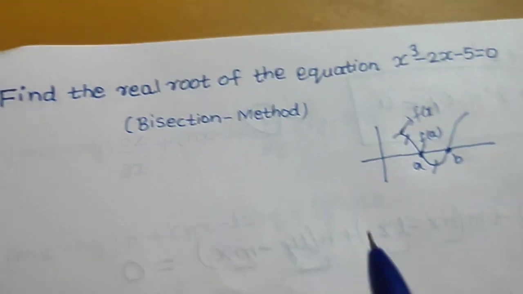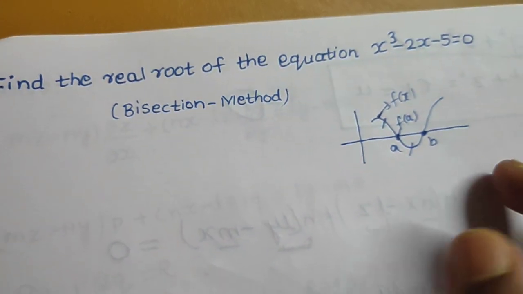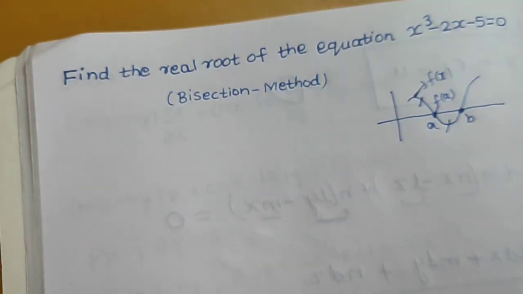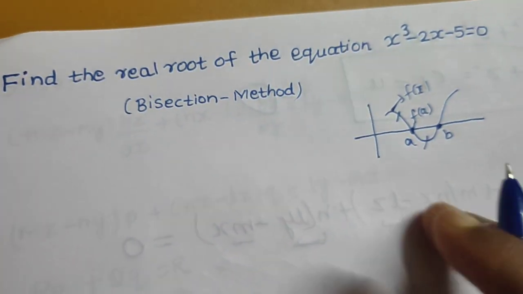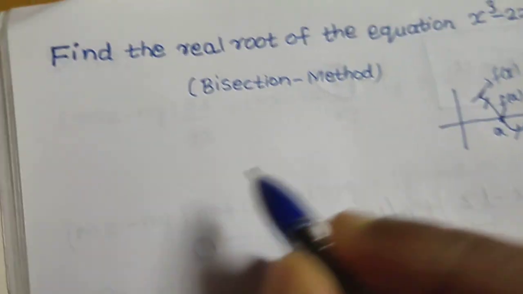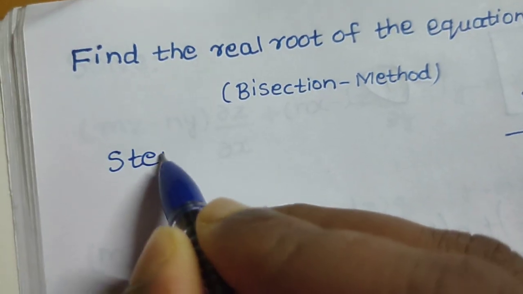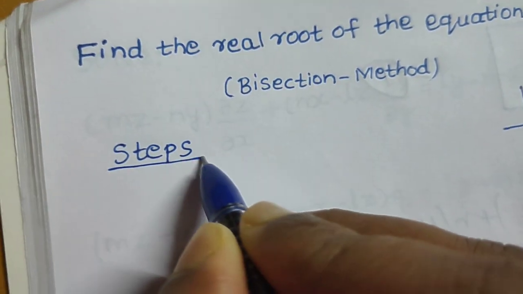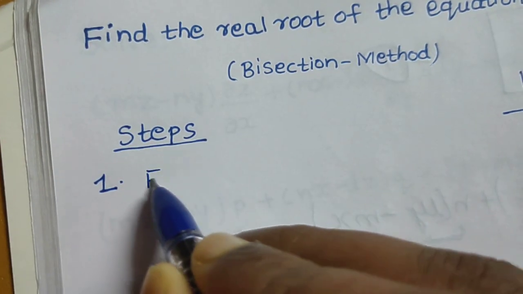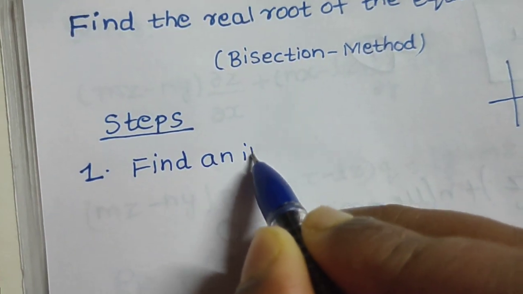There are multiple methods. This method is the lengthiest of all of them. As we move forward, the methods will get simpler, but right now we have to start with the bisection method. So let's focus on this. What will be the steps? Basic 3 steps are there. The first step will be to find an interval.